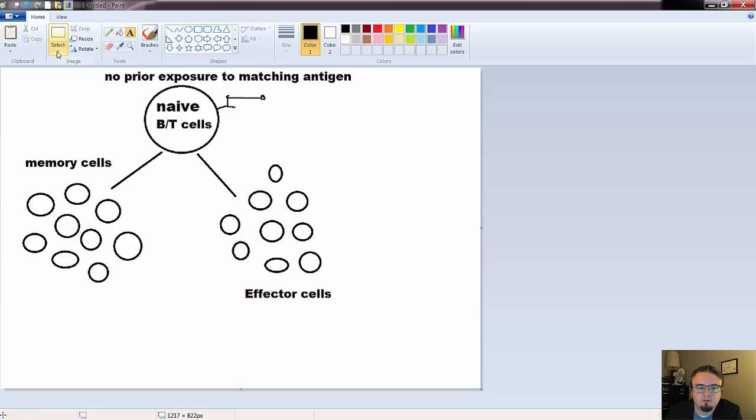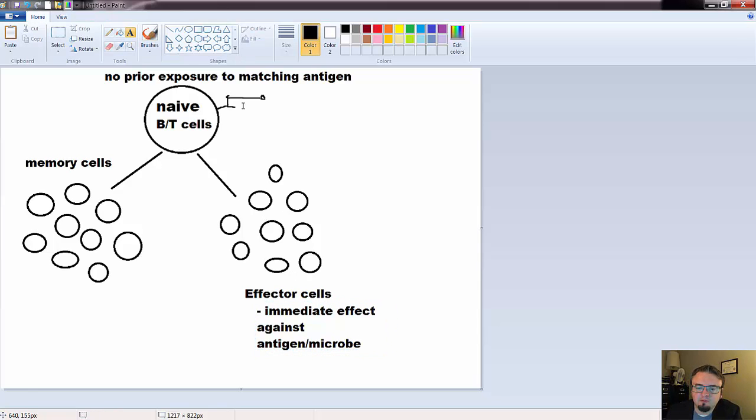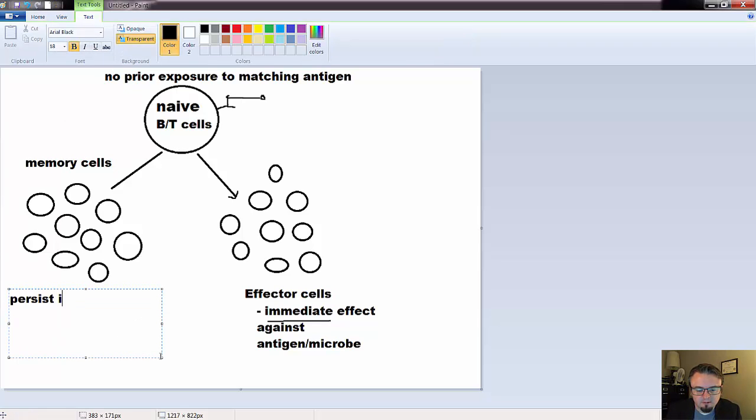The general difference is that effector cells will have an immediate effect against antigen or microbe, whatever it is they're responding to. So in other words, when you're exposed, theoretically there's a problem, and the naive cells differentiate partly into cells that are going to handle the immediate problem. Now, because we may be exposed to that microbe or antigen later, and these cells tend to only last a short period of time, our bodies have evolved to create a long-term solution to the problem, which are called memory cells. What memory cells will do is they will persist in the body long after infection, or say long after exposure to antigen or microbe.